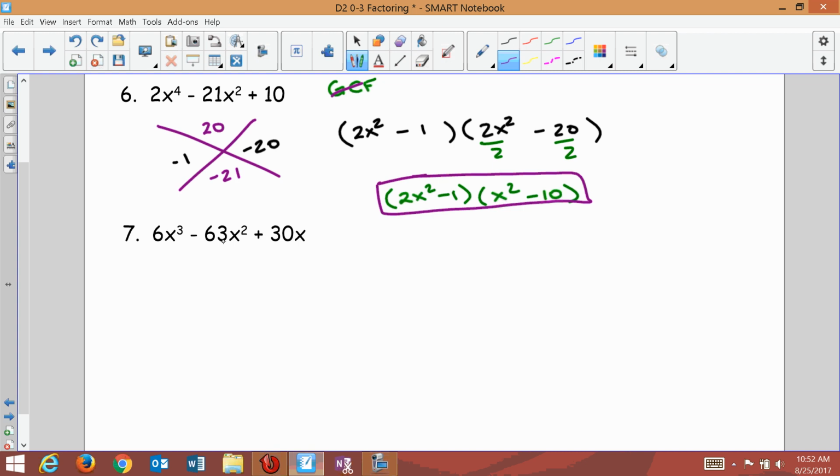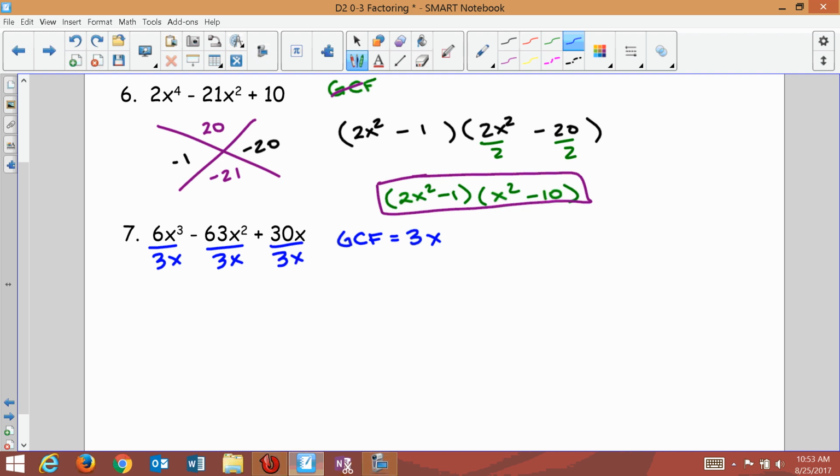All right, this one. Now, something I noticed right away is that there is a GCF. Now, what value can go into all of these? Well, 3 definitely can. But not only that, they all share an x. So this time my GCF is 3x. Now let's divide each of these by 3x and see what that leaves us with.